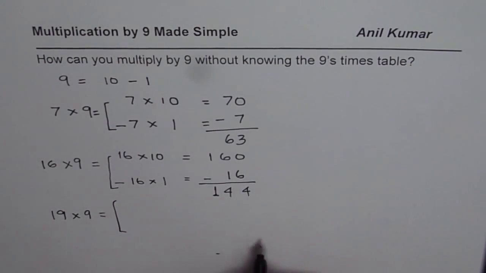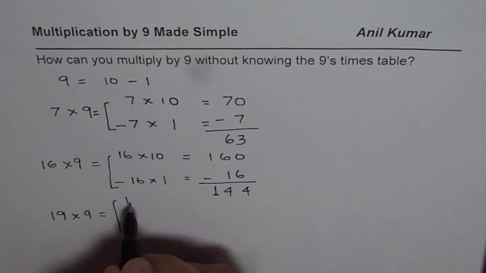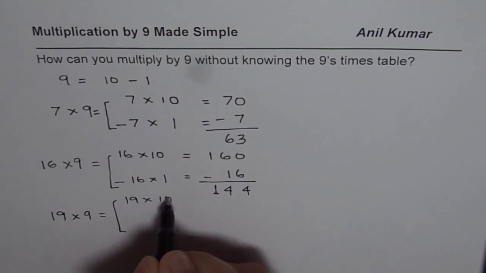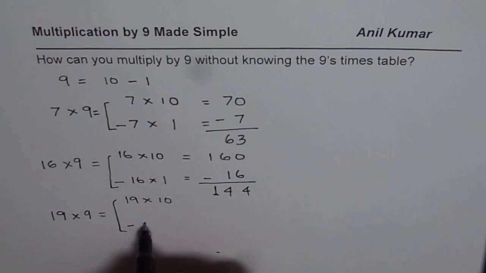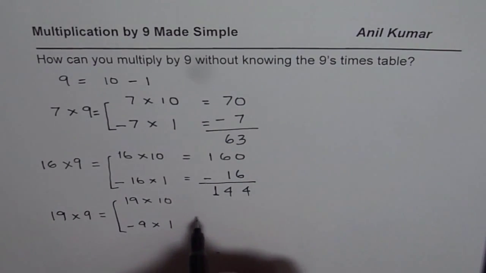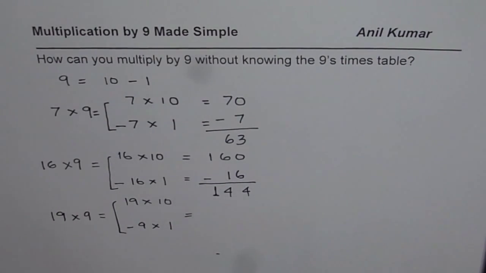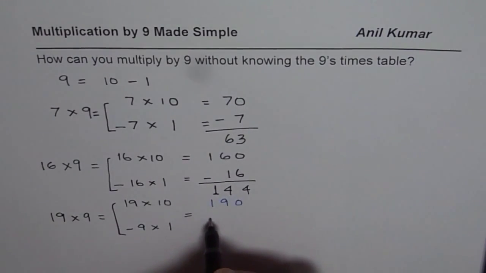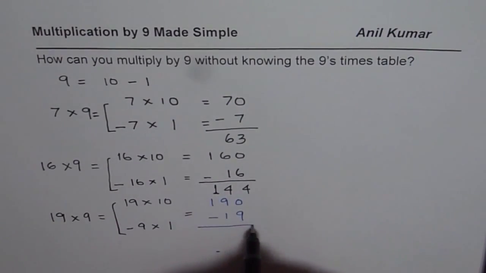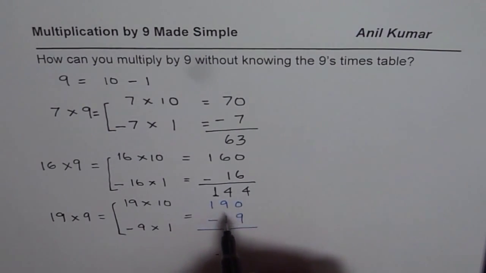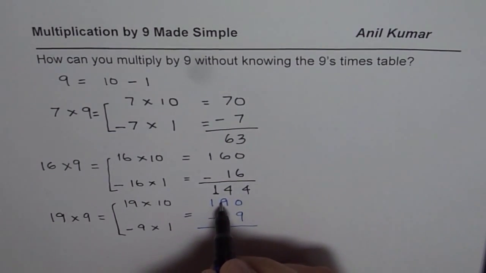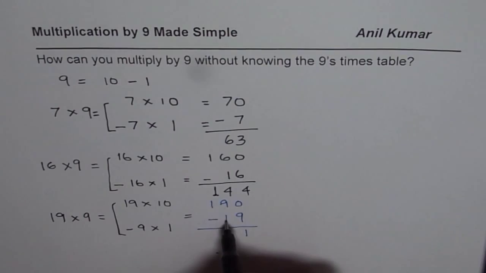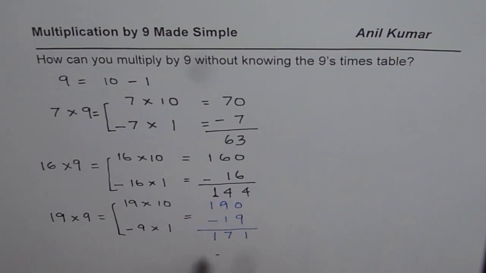Similarly, you can apply the same trick and do 19 times 9. Follow this method, find your answer. It should be 19 times 10, take away 19, right? Which is 190, take away 19. So you need to borrow, correct? When you borrow, it becomes 8, that becomes 10. 1 from 8 is 7, and then 1. So 171 is 19 times 9, right?